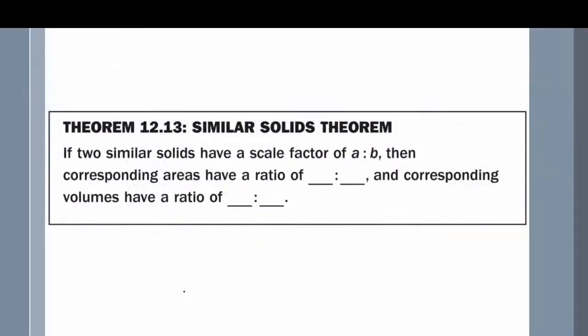Which brings us to theorem 12.13 of similar solids. If two similar solids have a scale factor of a to b, then the corresponding areas have a ratio of a squared to b squared, and the corresponding volumes have a ratio of a cubed to b cubed.